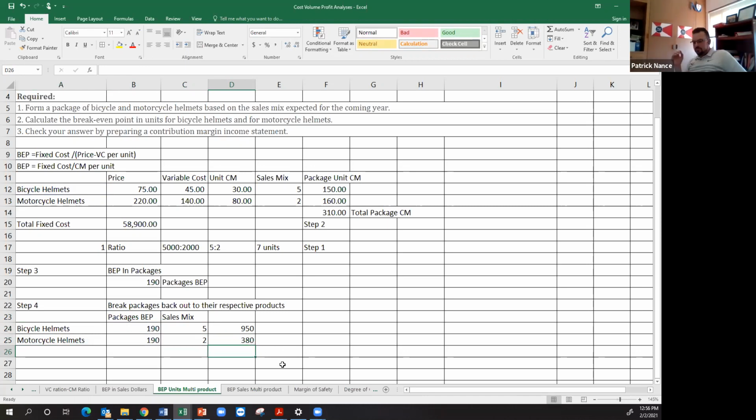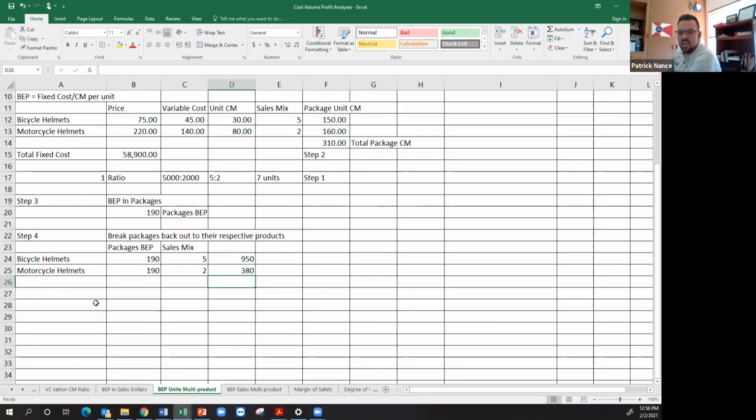And that should be how many I need to sell. And we could create an income statement from this. All we need to do is figure out our sales at break even. So my sales is going to be 950 times the sales price for the bicycle helmets plus 380 times the selling price for the motorcycle helmets, my total sales.